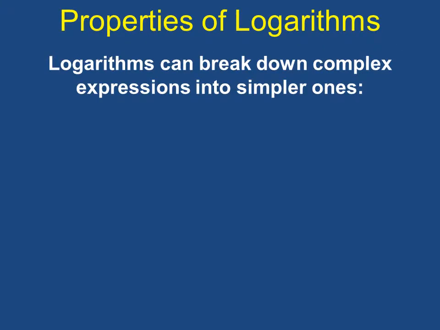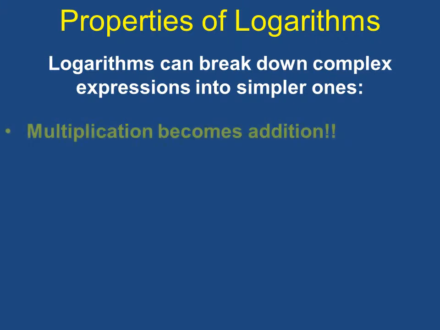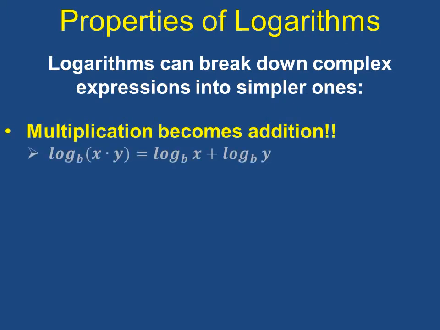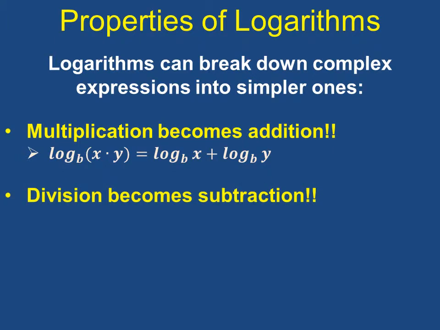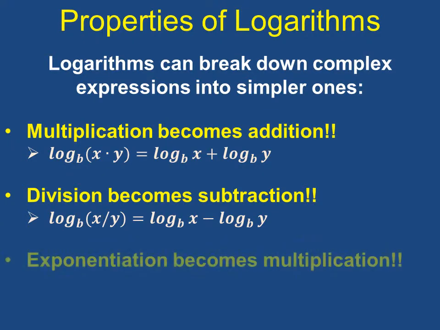There are properties of logarithms that can help break complex problems down into simpler ones. For example, multiplication can become addition by using the product rule. If you take the log of two numbers that are multiplied, it becomes the log of each of those numbers added together. Division becomes subtraction. If you take the log of a quotient, it becomes the difference of the logs of the numbers.